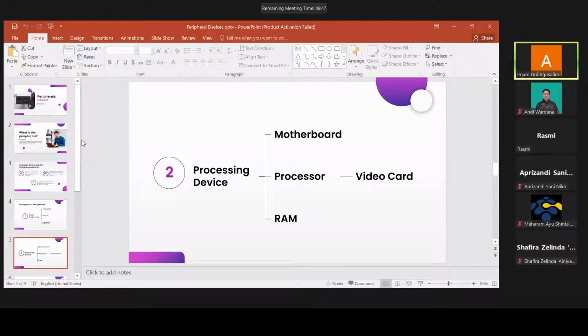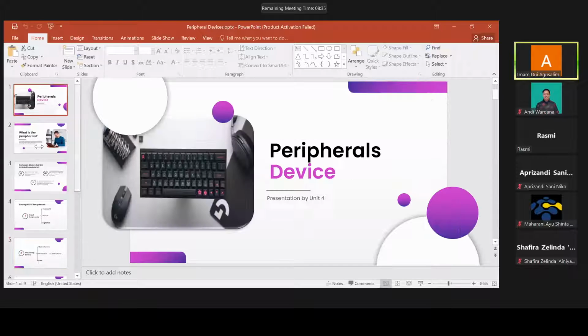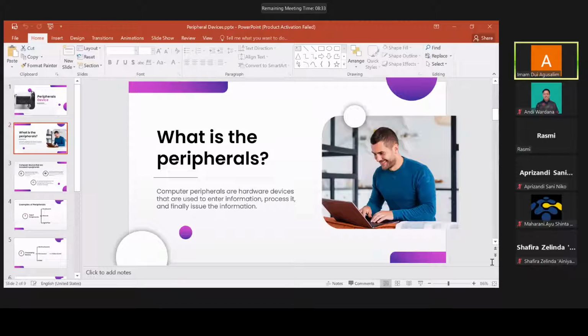Aspek bahasa yang saya tanyakan, aspek bahasanya. Jadi kalau unit 3 itu ya bahasanya tentang kalimat pasif. Nah, untuk unit 4 ini apa?